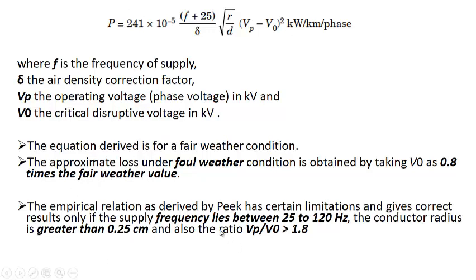This empirical formula derived by Peek has certain limitations. It gives the correct results only for frequencies between 25 and 120 Hz, the conductor radius should be greater than 0.25 centimeter, and also the ratio of Vp by V0 should be greater than 1.8.